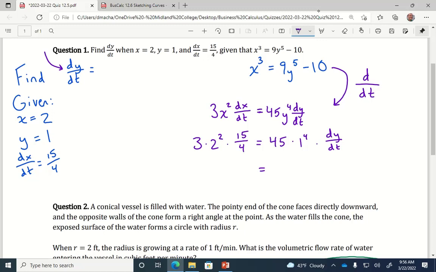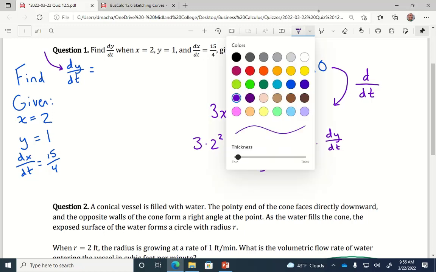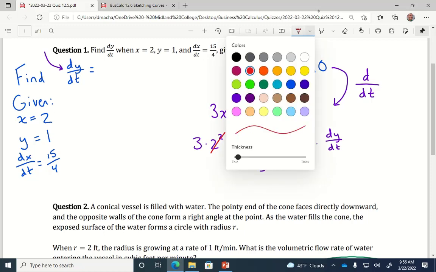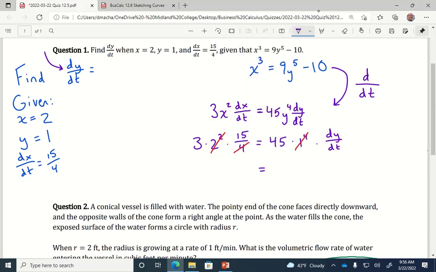Here on the left side, I've got a 4 where that 2 squared is. 2 squared is just 4. And then I've got divided by 4, so I can cancel those out. I'll cancel the 2 squared with the 4. On the right side, 1 to the fourth power is just 1. So then, after I simplify there, 3 times 15 is 45, equals 45 dy/dt. And if I divide both sides by 45, I find that dy/dt is just equal to 1.